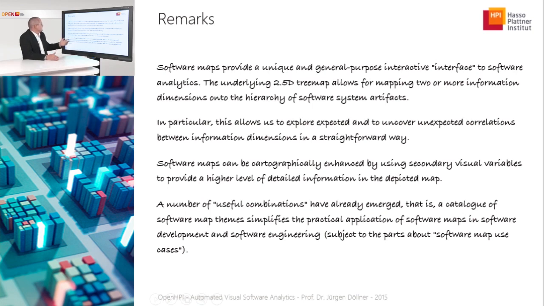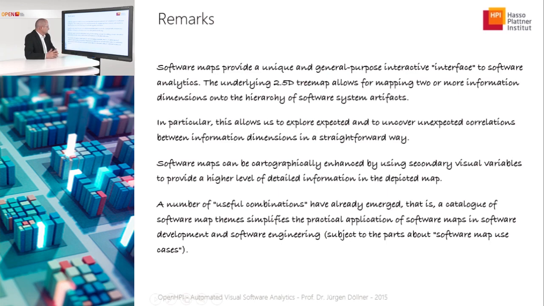In particular, software maps allow us to explore expected and to uncover unexpected correlations and phenomena between information dimensions in a straightforward way. Software maps can be cartographically enhanced by using secondary visual variables to provide a higher level of detailed information in the depicted map. This might be useful if you have an expert view of software data. You typically want to add more information, for example, difference information related to different versions of a software system.